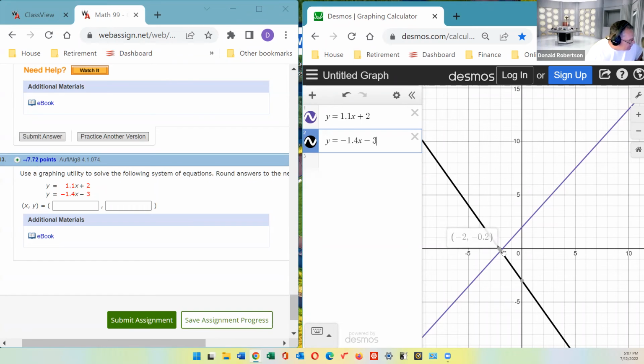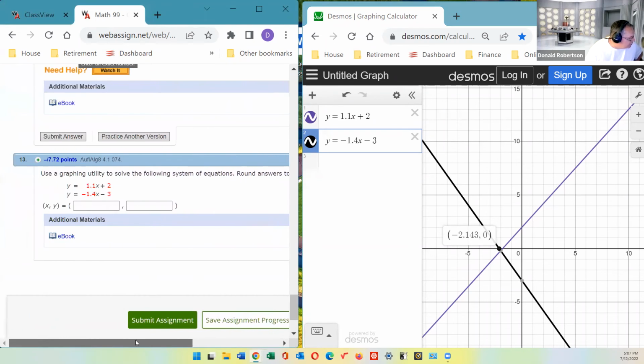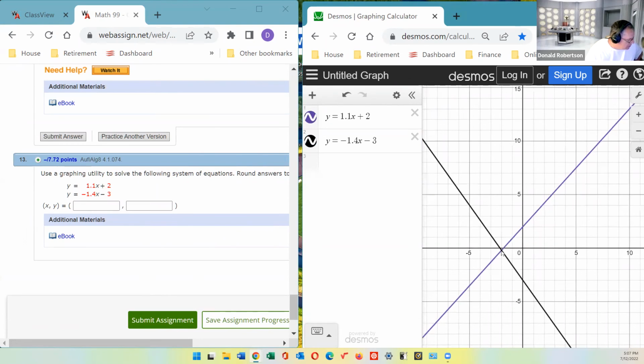Now, that looks like the answer is here. Now, it says use a graphing utility. Well, I've been using it all the time. And it says round off your answers to the nearest hundredth. Wonder which one of those two it is. Let's click on it. I think the answer is this number here.